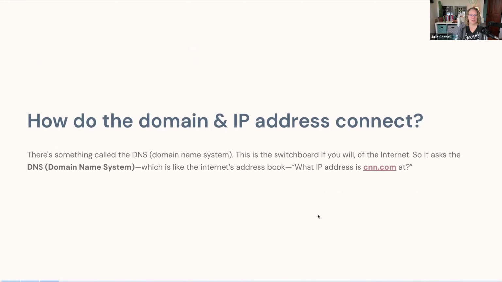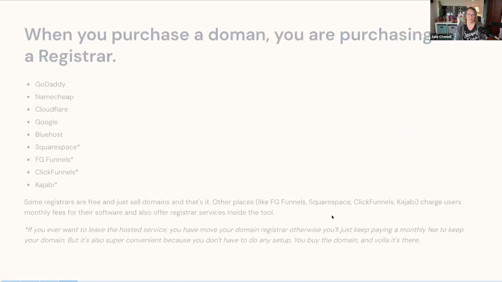All right. How do the domain and the IP address connect? You buy a domain, but yet the website is hosted on some server somewhere. And there's something called the DNS. That's the domain name system. And this is like a switchboard, if you will, of the internet. Think about the olden days when there were switchboards and people were connecting calls. So when someone types in an address like example.com, the domain name system, or the DNS, says, well, hey, what IP address is CNN.com at? And then it sends you to that correct IP address.